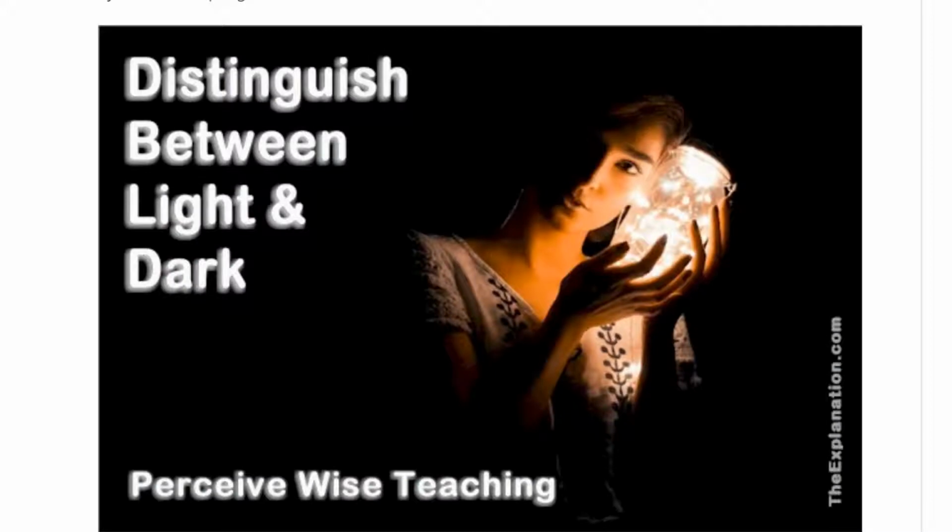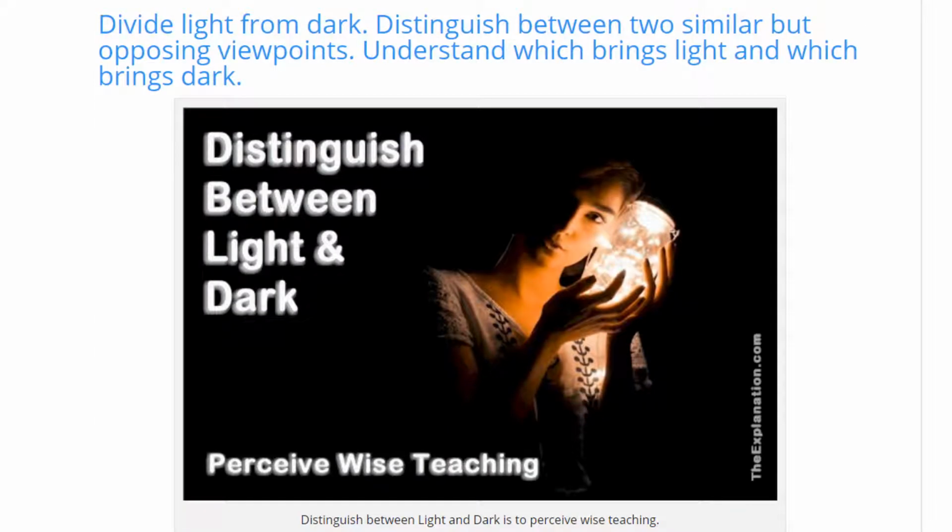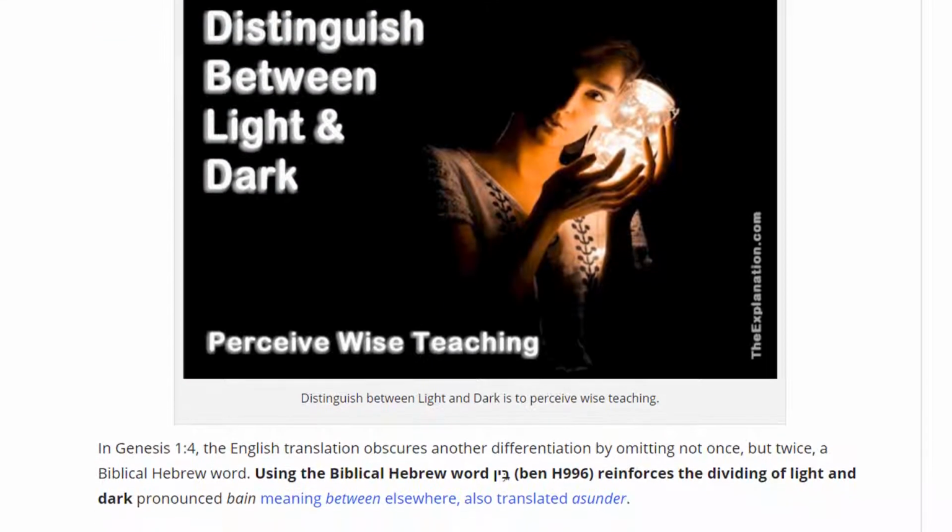Distinguish between light and dark. Perceive wise teaching. Divide light from dark. Distinguish between two similar but opposing viewpoints. Understand which brings light and which brings dark. In Genesis 1, verse 4, the English translation obscures another differentiation by omitting not once, but twice, a biblical Hebrew word. Using the biblical Hebrew word bane, H996, reinforces the dividing of light and dark, pronounced bane, meaning between, elsewhere also translated asunder.